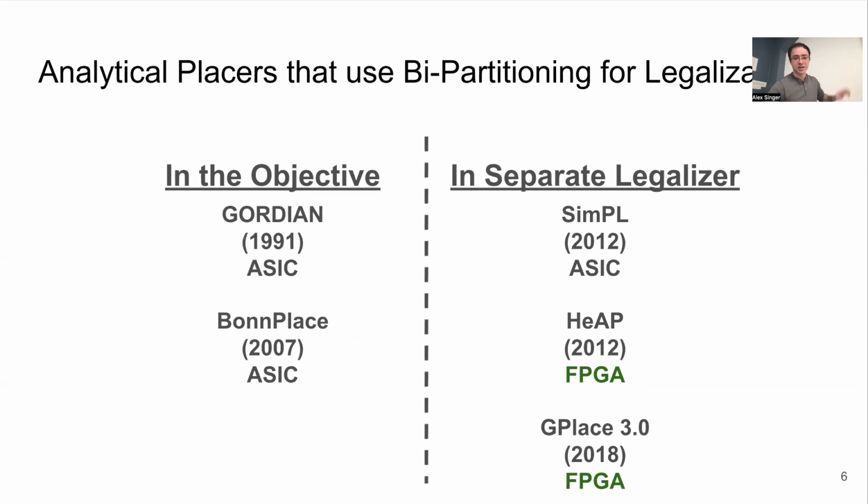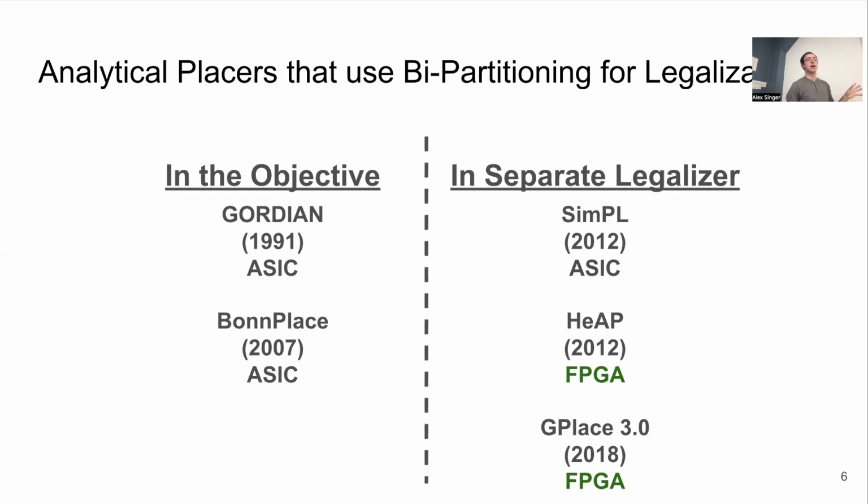Awesome. So we're going to get into what placers we're going to be talking about. Now, I'm only going to be talking about the ones on the left because I foresee I'm not going to have a lot of time. So I'm just going to be talking about analytic placers that use bipartitioning for legalization within the objective. What I mean by that is they've taken their quadratic formulation and injected bipartitioning into the formulation itself.